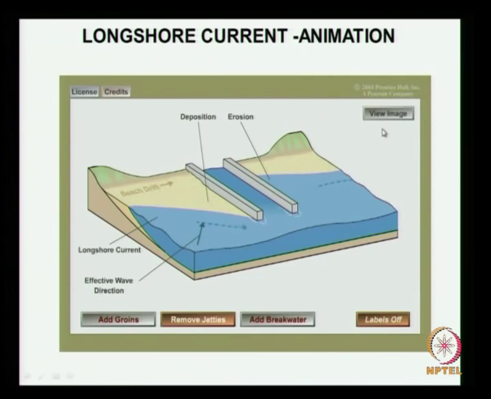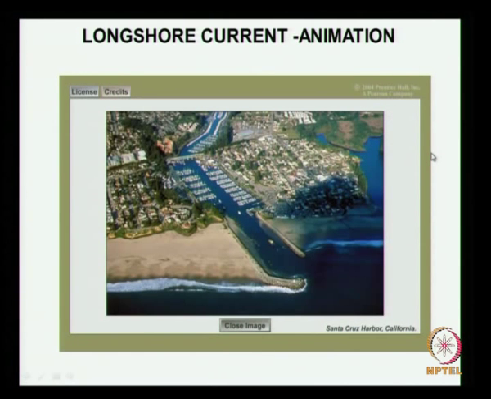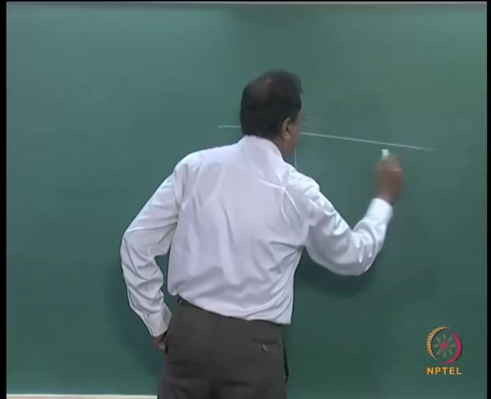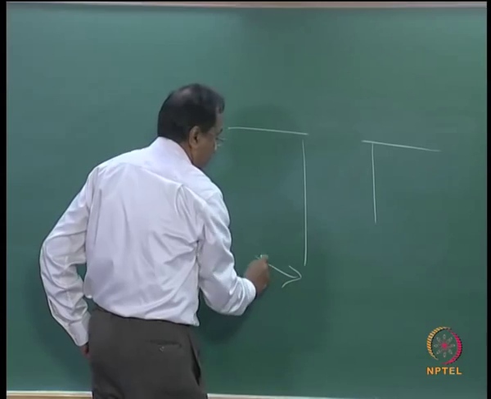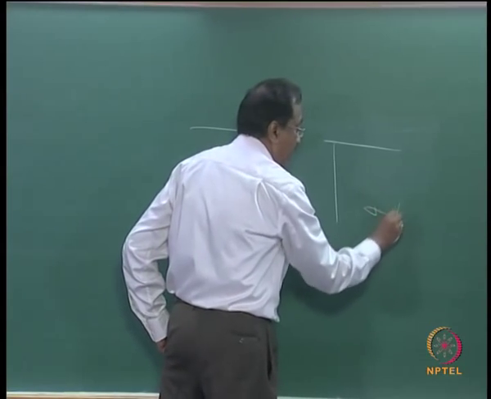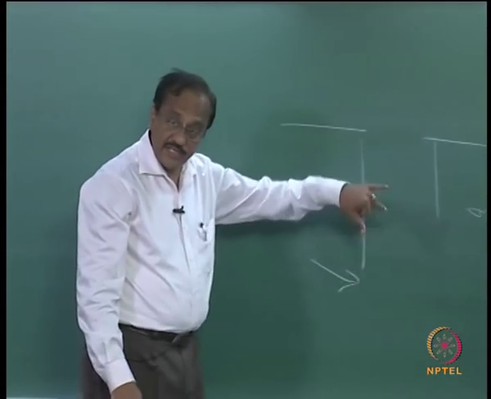Let us look at the image. The image can be something like this. Whenever sand is moving dominantly in this direction, this groyne has to be longer than the other one. There are certain stretches of the coast where, although the direction is predominantly towards the north, there can be some amount of sand movement or wave direction in this direction also.